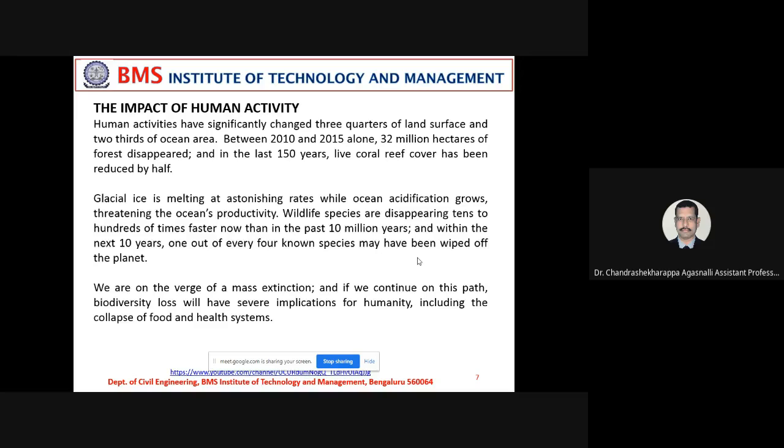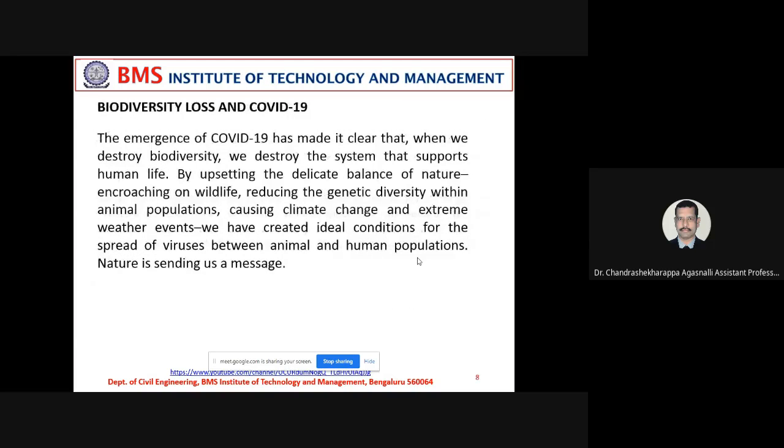This will impact our human lives. We are on the verge of mass extinction, and if we continue on this path, biodiversity loss will have several implications for humanity, including the collapse of food and health systems. Of course. If you take food, for example, just 20 years back, we were eating very good, healthy food. If you see your fathers, grandfathers, and forefathers, what they were eating was not the same food, and the quality was different.